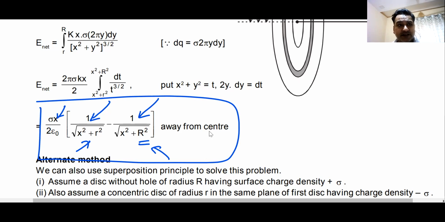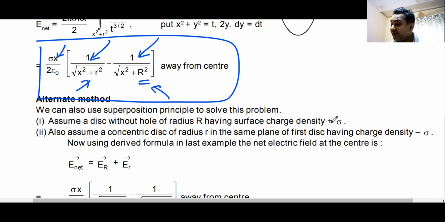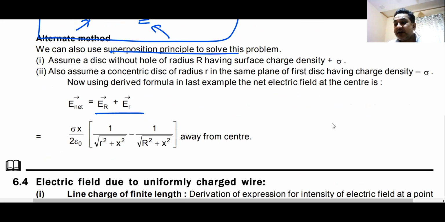Do we understand how we have done this? Assume that there is no hole. You find the gravitational field or electrostatic field, then subtract the part of the hole. Assume that this is a complete disk. Find the electric field, gravitational field, subtract it, and you have the answer. This is what they have told you. We can also use the superposition principle, E_R plus E small r. First you find the field due to the entire disk, then you subtract, or vectorially add, the field due to the hole part. Do we understand this?